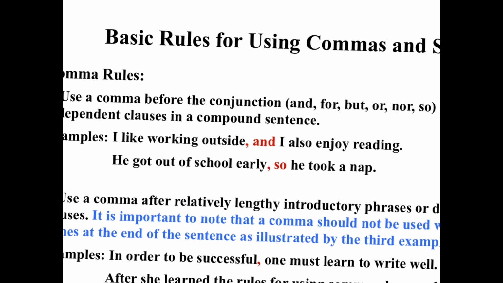Now, look, I like working outside. Is that a sentence by itself? Yes, it is. Fine. And here's another independent clause. And there we go, joined together with a comma and conjunction. Right? Look at this one. He got out of school early, and he took a nap. Those are two independent clauses joined together with a comma and conjunction. How about that? All right.